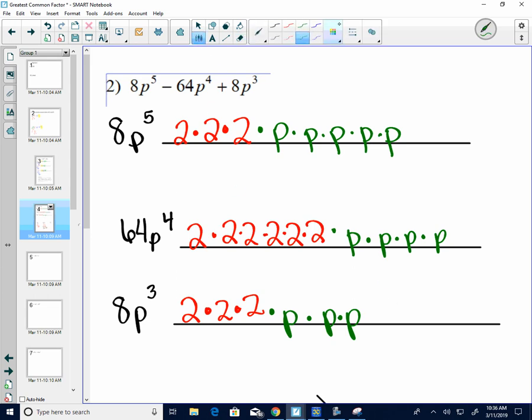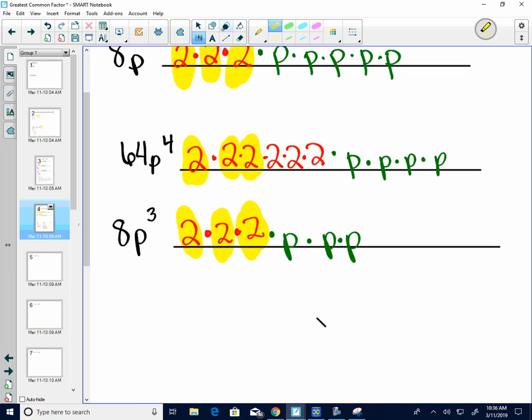Alright, so now let's look through here and see how many they have in common. So they all have at least 1 2, so I highlighted 2 in each of them. They all have at least 2 2s, so I highlighted 2. Now they have 3 2s, and then I'm out of 2s on the first line. So all they have in common are 3 2s. So over somewhere to the side, I'm going to have a 2 times 2 times 2, which in this case works out to be 8. So I'm pulling an 8 out.